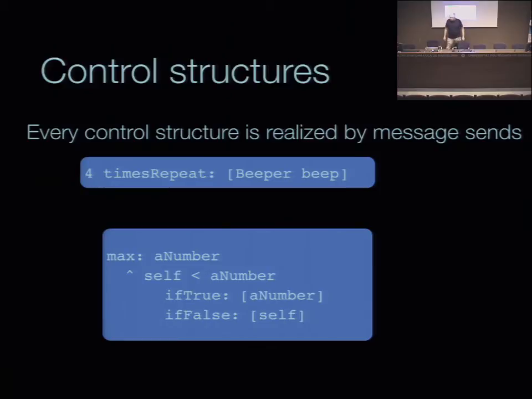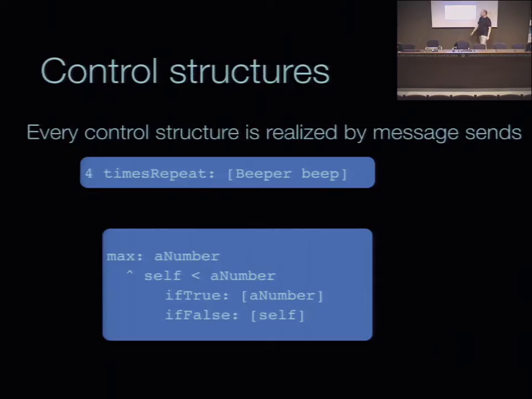For example, we don't have any special syntax for doing something n times, and instead we implemented on integer a timesRepeat method, which takes a block as an argument. And this method actually executes this block 4 times. Deep in the system, of course, the compiler detects that this is a control structure and optimizes it a bit so that it's actually fast. But conceptually, it's just a message send and a block. And with this, everything's implemented.